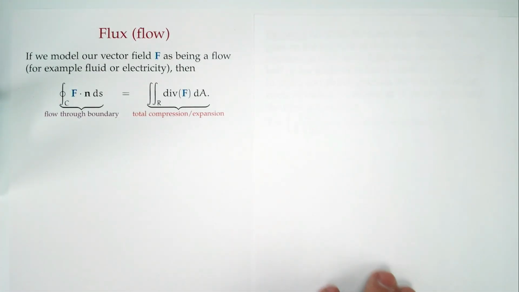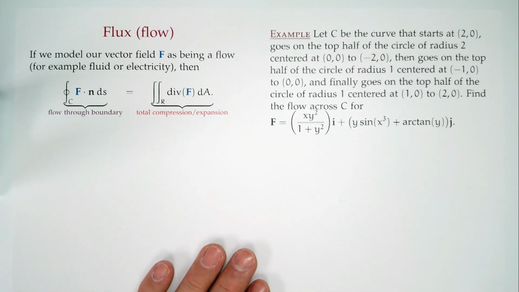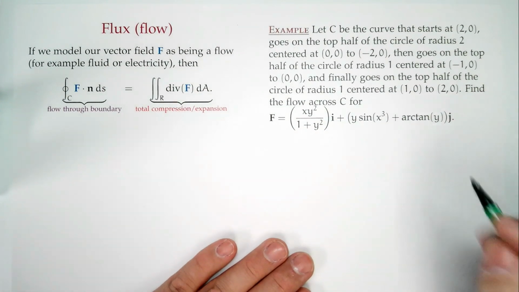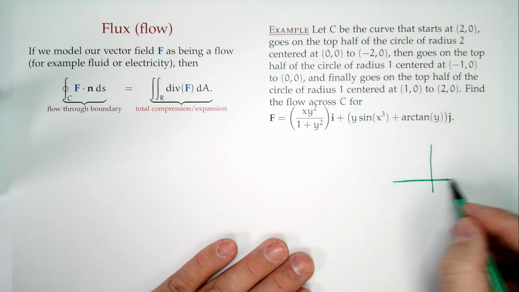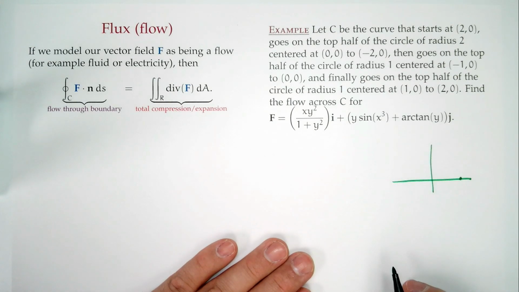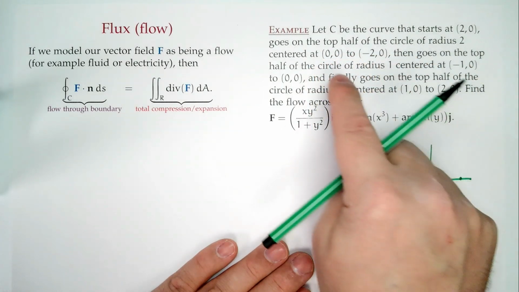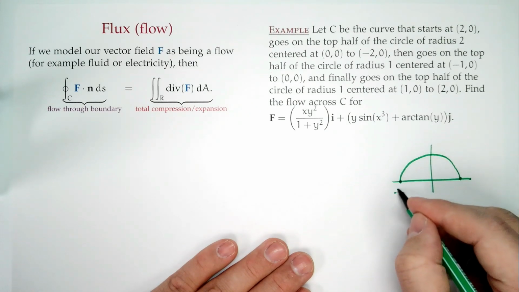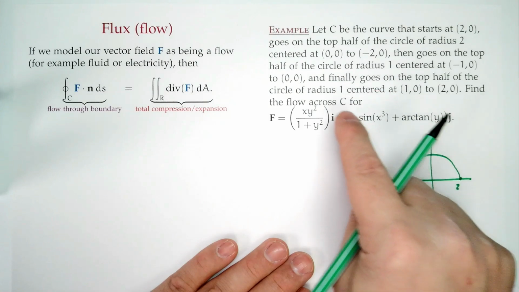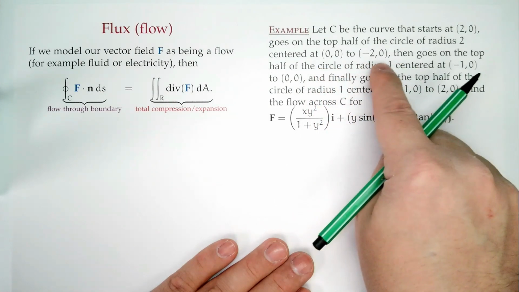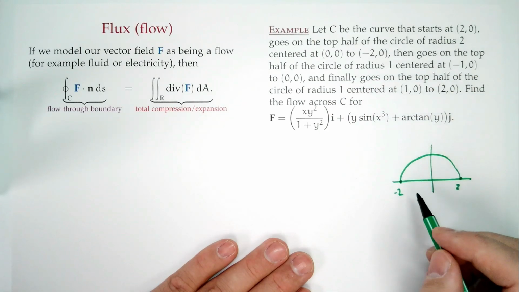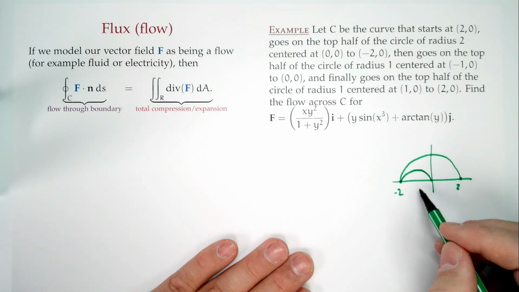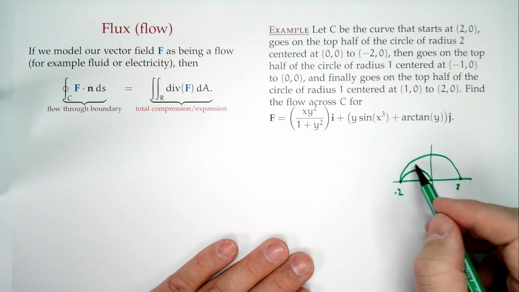So what do we have? Well, let C be the curve that starts at the point 2, 0. So we're at 2, 0, so we're there. It goes on the top half of the circle radius 2, centered at 0, 0, to negative 2, 0. So we go to there, negative 2. Then it goes on the top half of the circle radius 1, starting at negative 1, 0, to 0, 0. So again, it's a big circle, then it's a small circle.